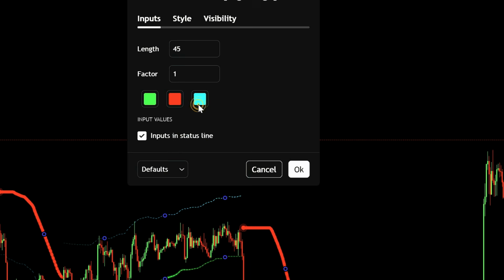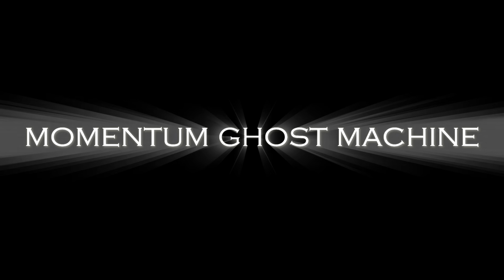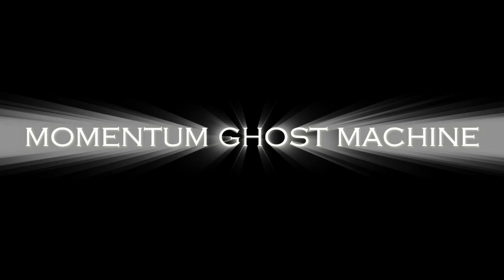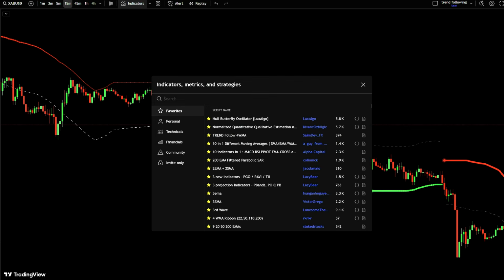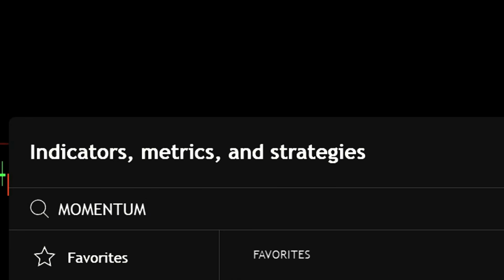But to get a more complete picture, I like to pair it with another indicator. This one is called Momentum Ghost Machine. So same deal, head to the indicators, type that in, and add it to your chart.